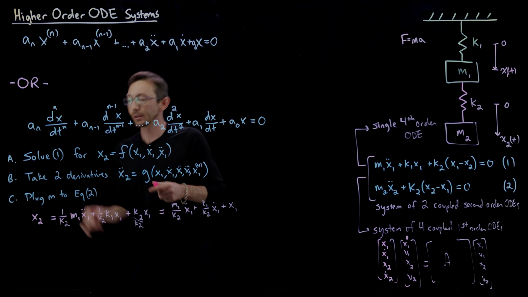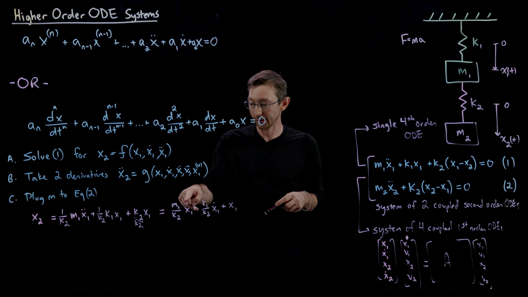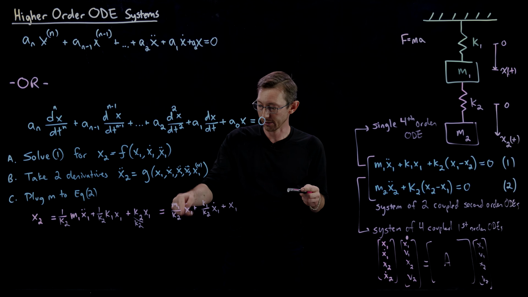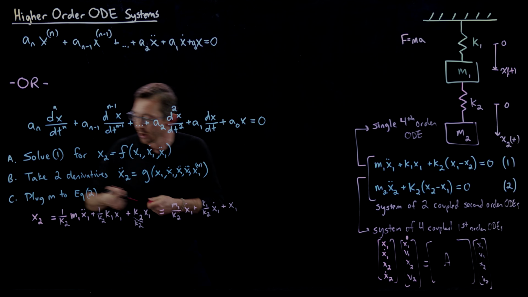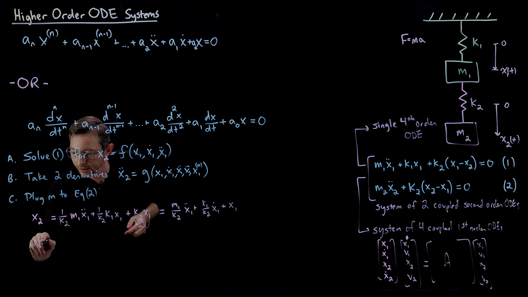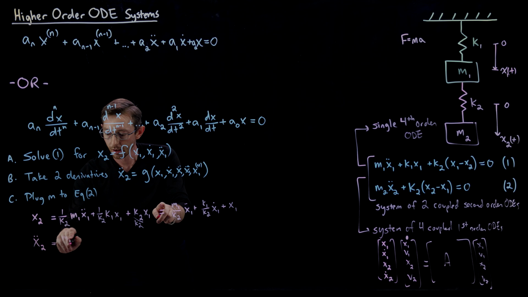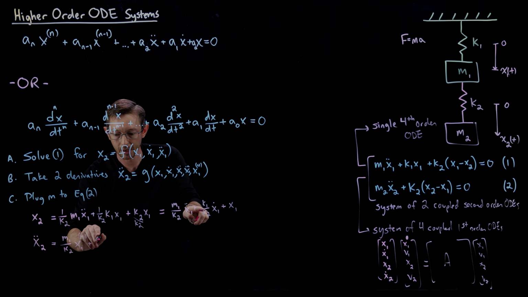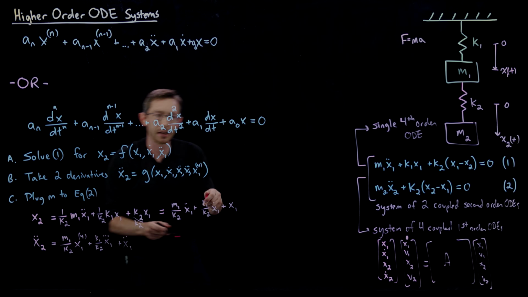Now what I'm going to do is take its second derivative. This isn't that bad, actually, because I just literally add dots to these. That's all, because these are constants out front. m1, k2, k1, and k2 are all constants. So now x2 double dot is just m1 over k2 x1 quadruple dot plus k1 over k2 x1 triple dot plus x1 double dot.